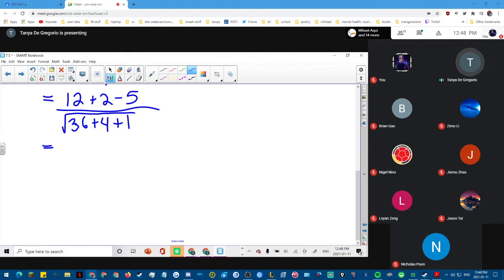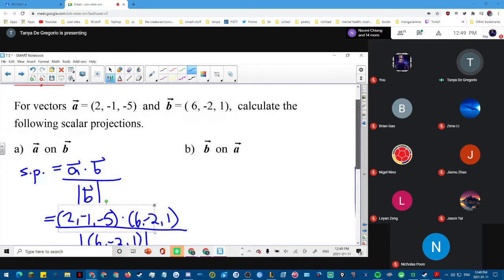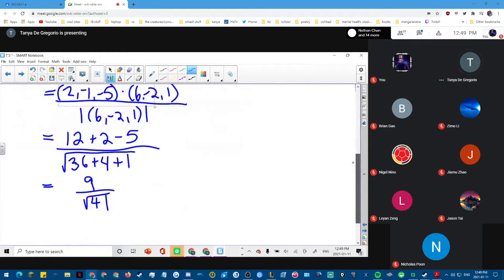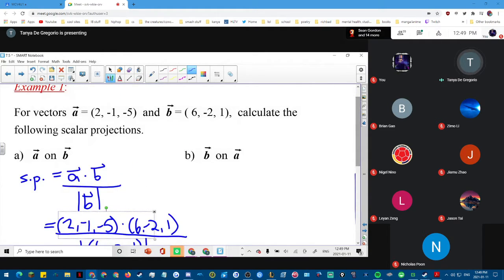So 12 plus 2 minus 5 gives me 9 over 41. And sometimes you might leave it as exact, and sometimes you might give it as a decimal. It all depends on what I ask for in the question, okay? And it's a scalar. And you're never rationalizing. You can leave it like that.